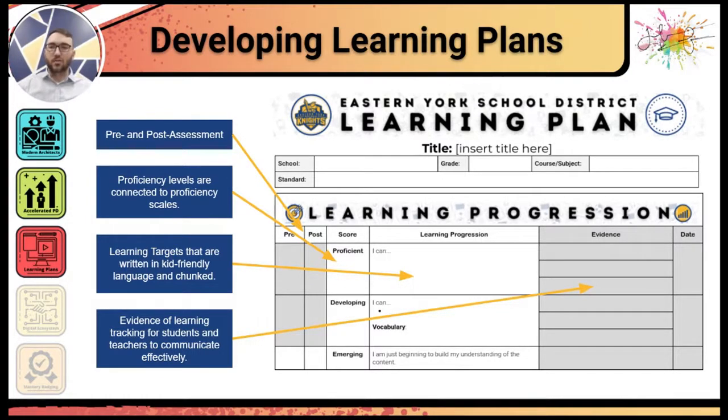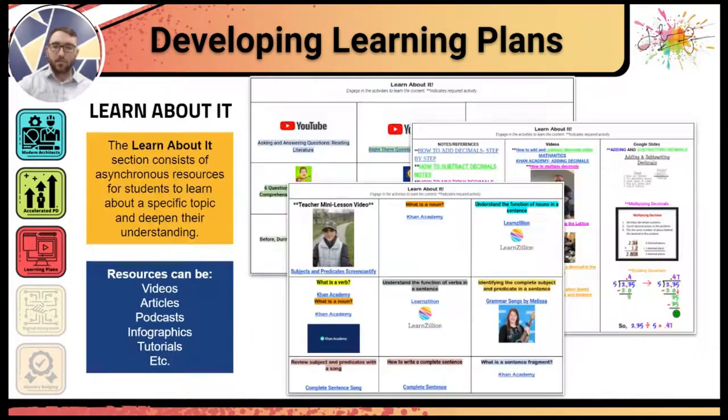So learning targets that are written in kid-friendly language, and then evidence of learning and for tracking of students and teachers to communicate effectively. We're keeping this line of communication open when they complete this evidence and how they've demonstrated it, moving it from developing to proficient or emerging to developing. We are, again, trying to move our way up this score. So let's talk about each of these sections.